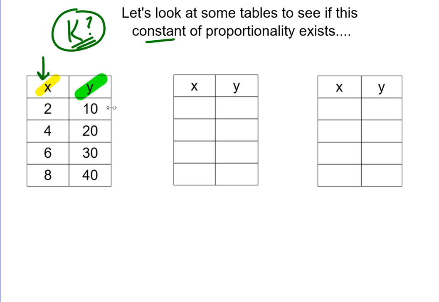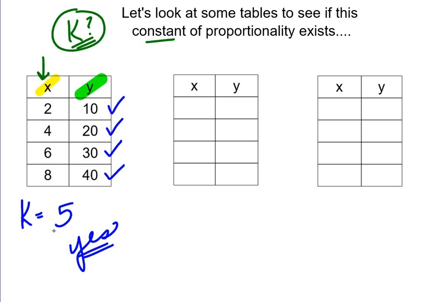2 times what gives us 10? Well, we're thinking it's 5, right? So 2 times 5 is 10, and it works. 4 times 5 is 20, and it works. 6 times 5 is 30. That one works. And 8 times 5 is 40. So since multiplying by 5 works all the way through, we have a constant of proportionality that is 5. So yes, this is a proportional relationship. It shows a constant of proportionality, which is multiplying by 5 every single time.